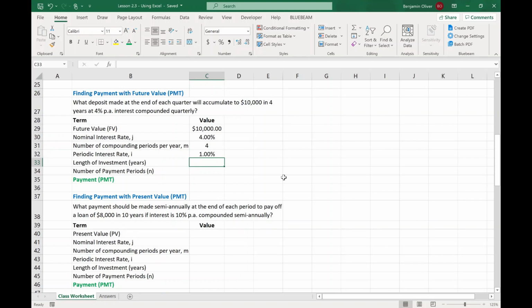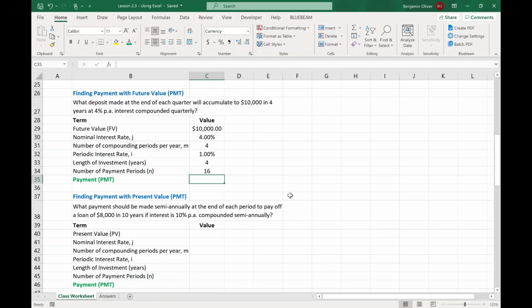So our length of investment in years, okay, it's given in the question that it's happening over 4 years. So our number of payment periods, how many times we have to make our deposit, is equal to our length of our investment multiplied by our number of compounding periods per year. And we arrive at 16, 4 years times 4 compounding periods per year.